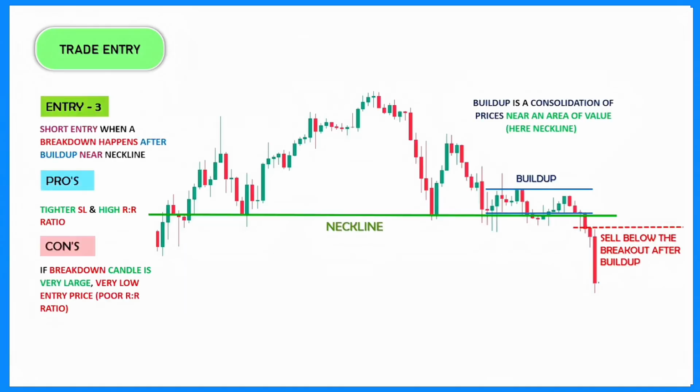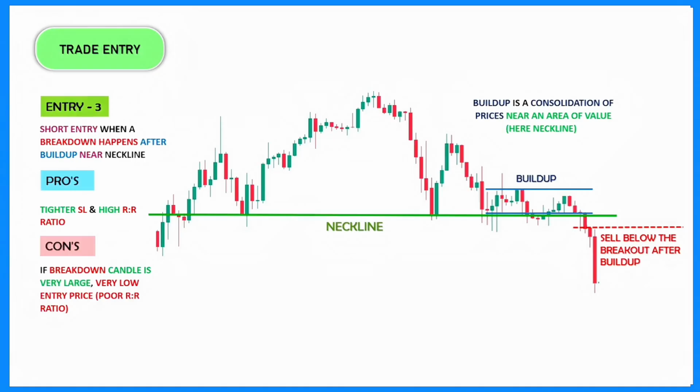Entry technique number 2, breakout with buildup. The second technique involves waiting for a buildup of price near the neckline, a tight consolidation of candles close to the support or resistance area. This buildup shows that the market is preparing for a strong move. Once the market forms that tight range near the neckline and then breaks down, you can enter just below the low of the breakdown candle.